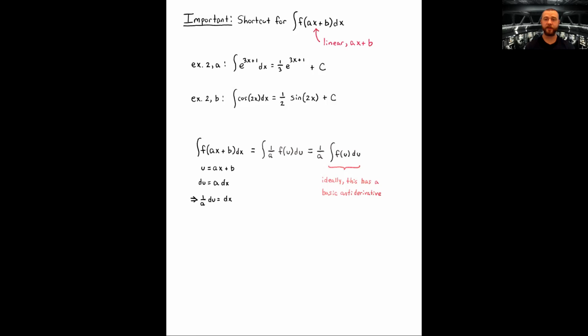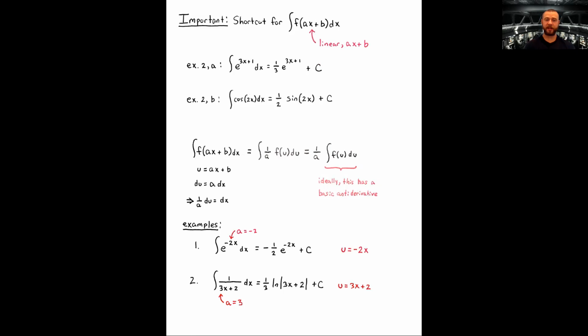And if you properly convert your integral from x to u, you get the integral of 1/a times f of u du. Now what's important here is to see where the 1/a factor comes from, basically by your substitution and then manipulating the differential. Ideally, at the end here, the integral of f of u du is a basic function that has a known antiderivative.